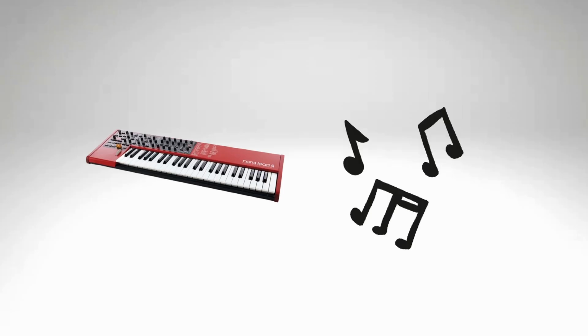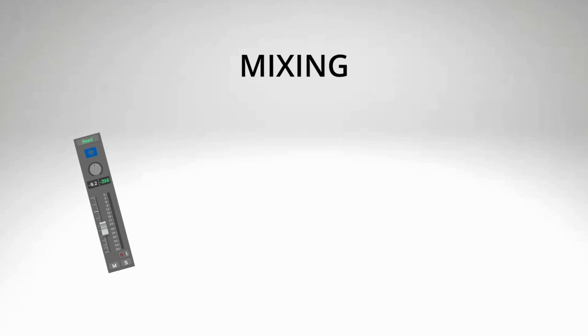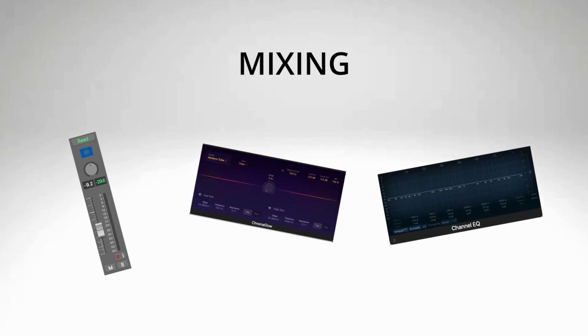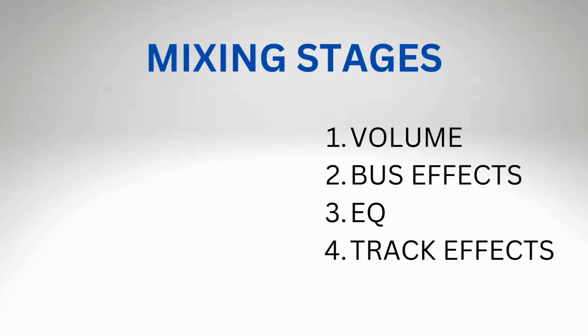Now that our instruments have notes, I can start mixing them. Mixing is the process of adjusting volumes, adding effects, cleaning up or accenting sounds with equalizers, and so on. Pretty much make your ideas shine. I typically start with volume balancing, then group together tracks with buses and add effects like compression, then EQ my tracks, and finish off with adding individual effects on tracks to add flavor.